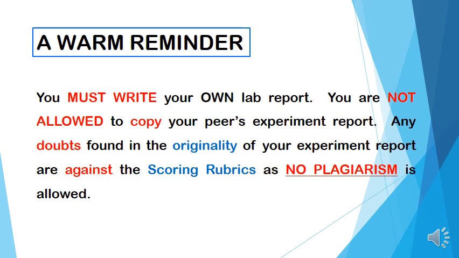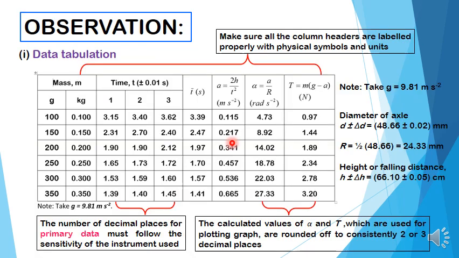Another warm reminder, you must write your own lab report. You are not allowed to copy your peers' experiment report. Any doubts found in the originality of your experiment report are against the scoring rubrics, as no plagiarism is allowed. The lab report basically must consist of experiment title, learning outcome, observation, discussion, and conclusion.